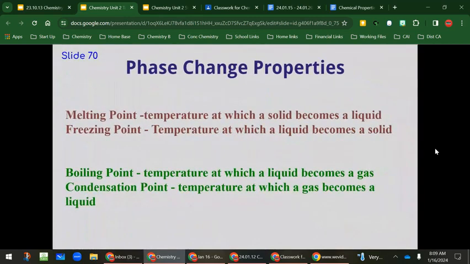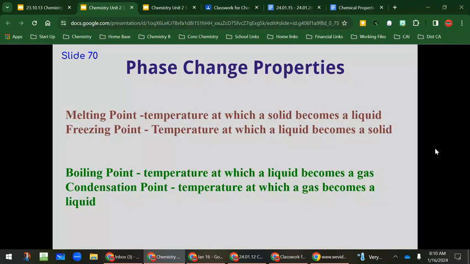So in terms of phase change, the properties are melting point, freezing point, boiling point, and condensation point. As soon as we put the word point on the end of those things, they go from being an action. Melting is an action. Melting point is a property. As soon as we put the word point on the end, we add the words temperature at which. Melting is still solid to liquid. Melting point is the temperature at which that will happen.